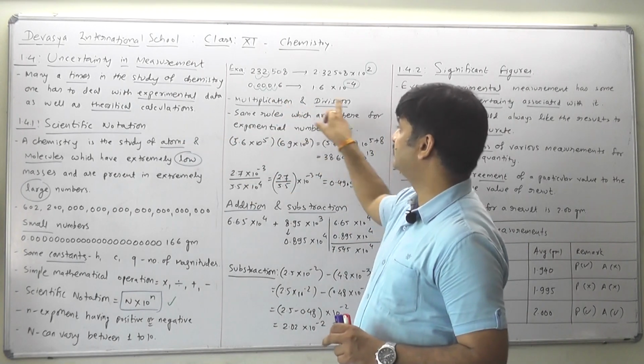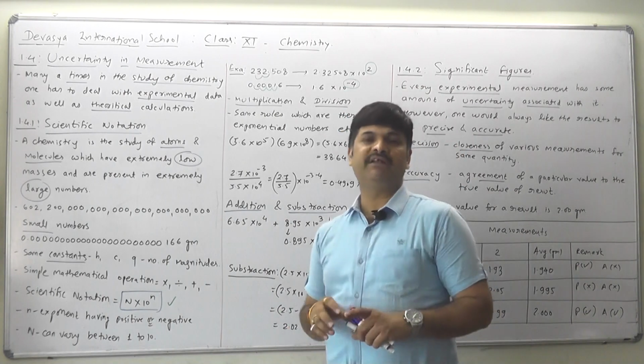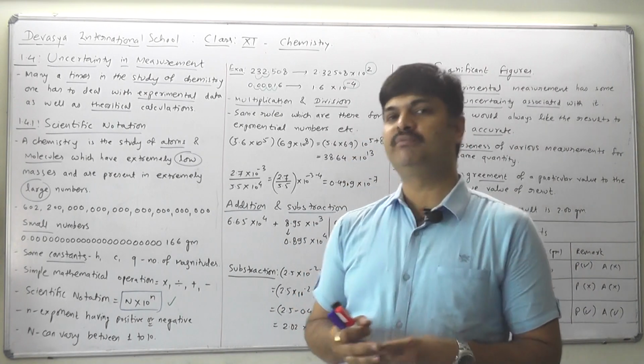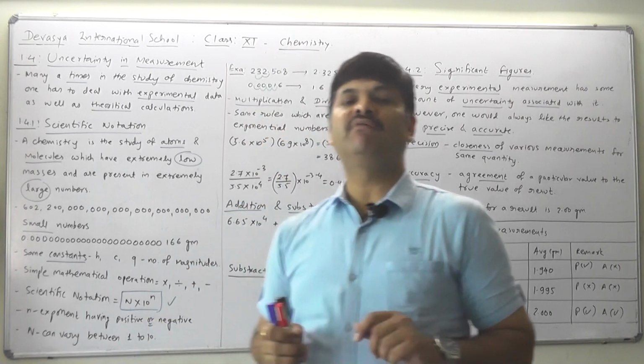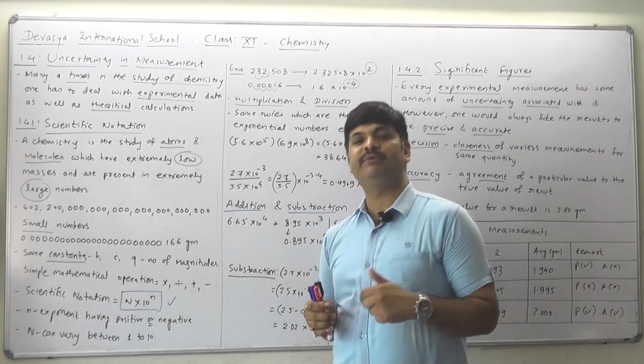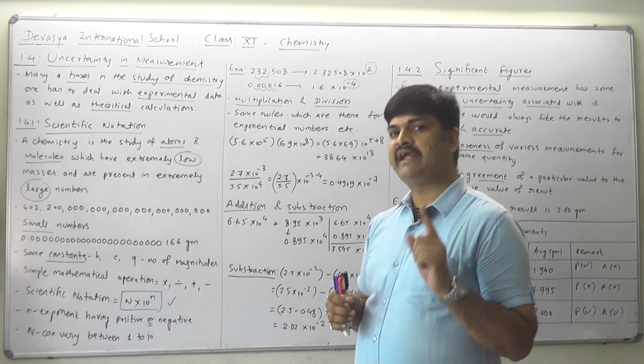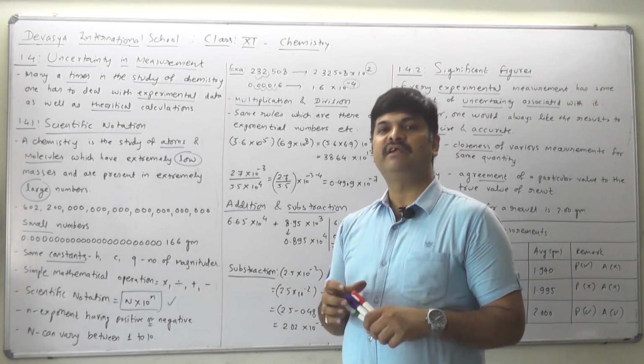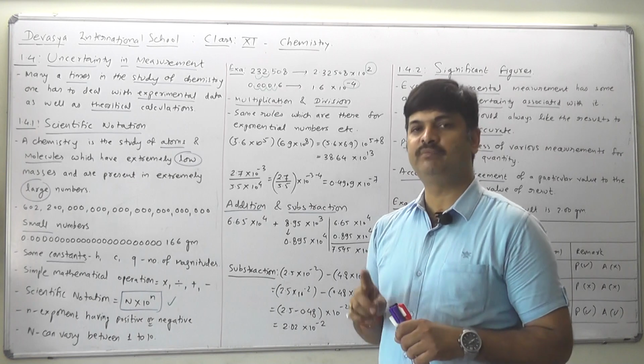So this is multiplication and division. During multiplication and division you have to remember one thing: here the power, or in another way the exponent, should be the same. First of all, the exponent should be same. It means the value of small n should be same.